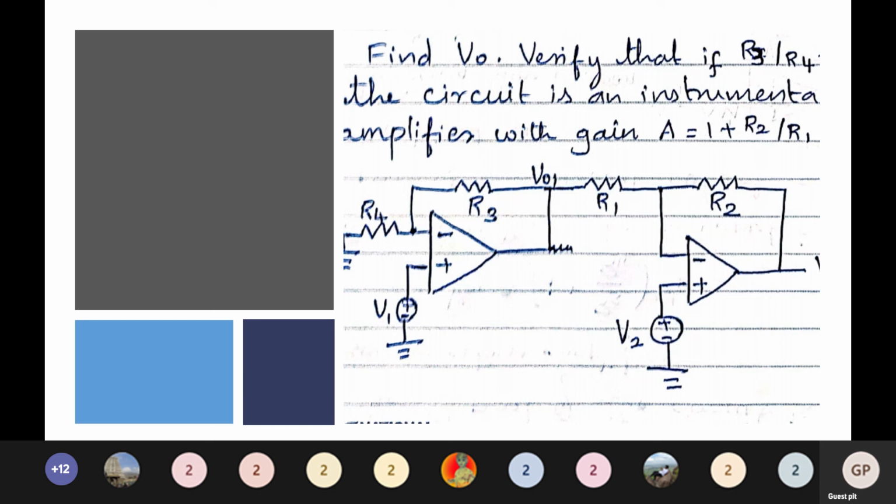Again, see, if such a big circuit, I'm not able to identify what circuit that is on the whole, I have to break it into smaller ones, is it not? So let me break this into two. This is the first part of the circuit and this is the second part of the circuit.